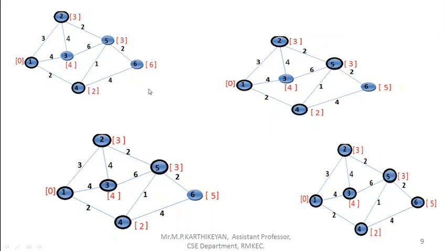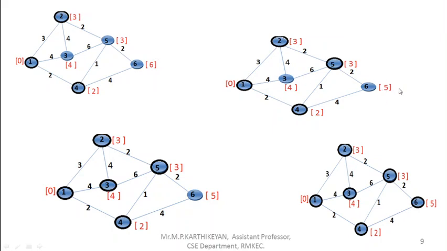Okay, but from 4, if you take a diversion and go to 5 and then reach 6, there is a shorter value. From 1 to 4 the value is 2, from 4 to 5 the value is 1, and from 5 to 6 again the value is 2. So 2 plus 1 plus 2, the answer is 5. The previous value was 6 and the updated value is 5.